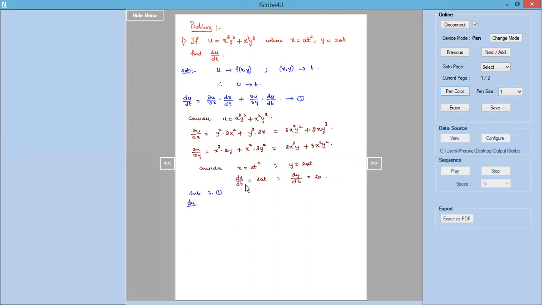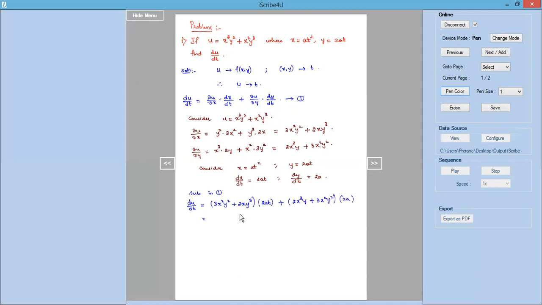du by dt is equal to dou u by dou x. Dou u by dou x is 3x square y square plus 2xy cube into dx by dt. Dx by dt is 2at, plus dou u by dou y. Dou u by dou y is 2x cube y plus 3x square y square into dy by dt, which is 2a.